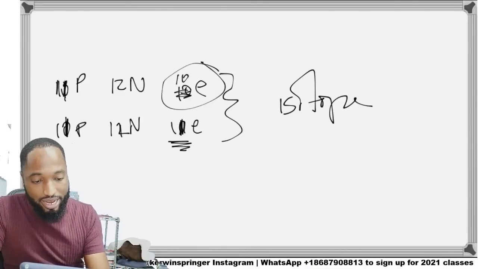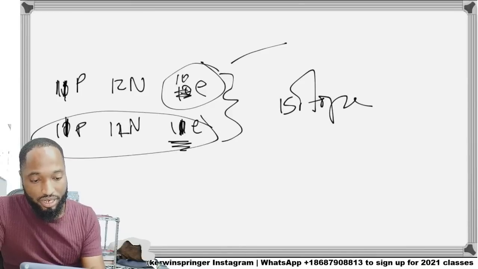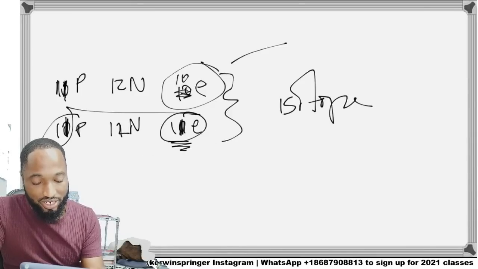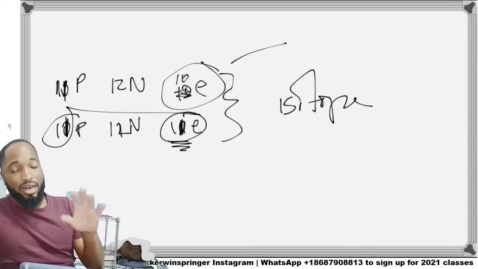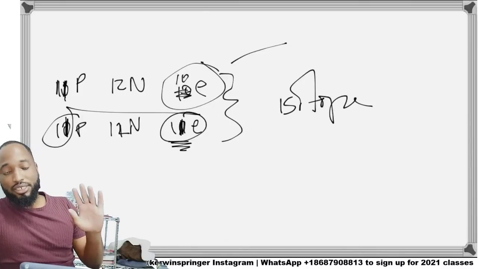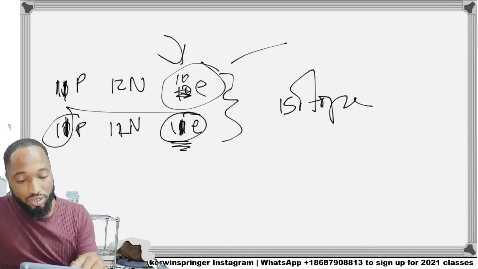This one here would be a cation because it lost 1 electron. This one here would be normal. This has 11 protons, 11 electrons. That means that's just a normal atom respecting its atomic self. This one lost an electron, so it's a cation now.